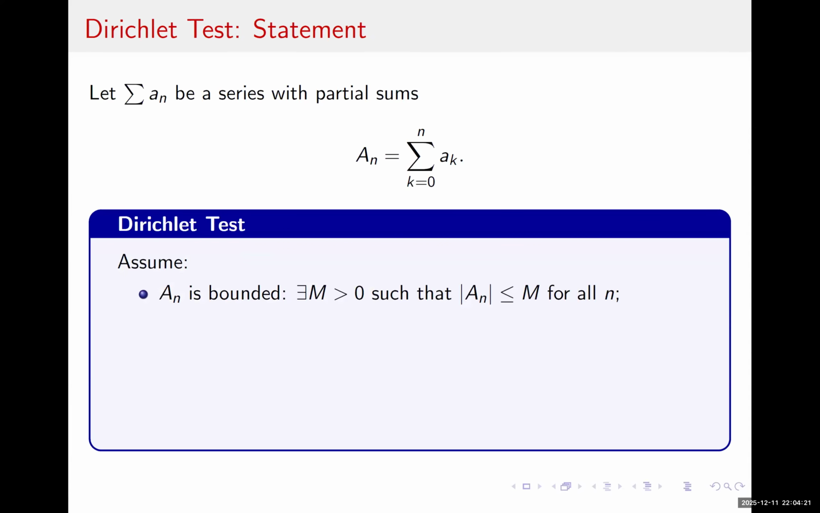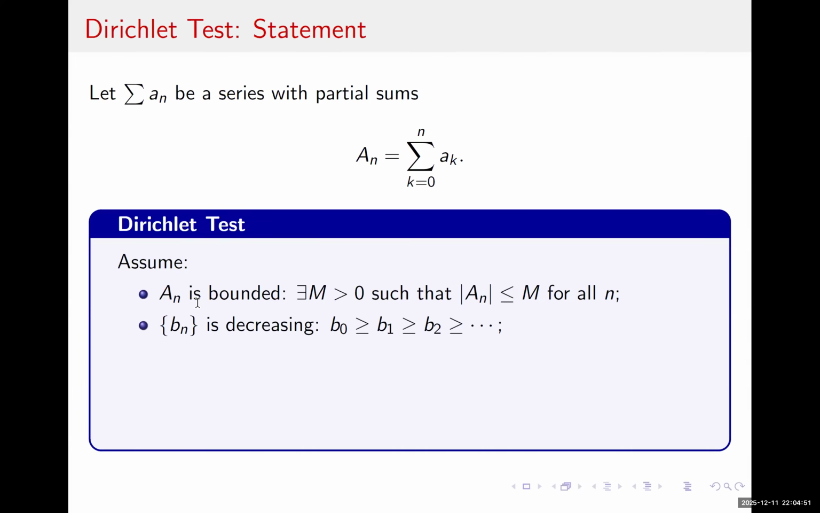All right, so let's see how this is now being used for something called the Dirichlet test. If I'm given a series a_n, and the partial sum is defined this way, the assumption is that the partial sum is bounded, which means there exists some positive number M such that the absolute value of this is less than M for all n.